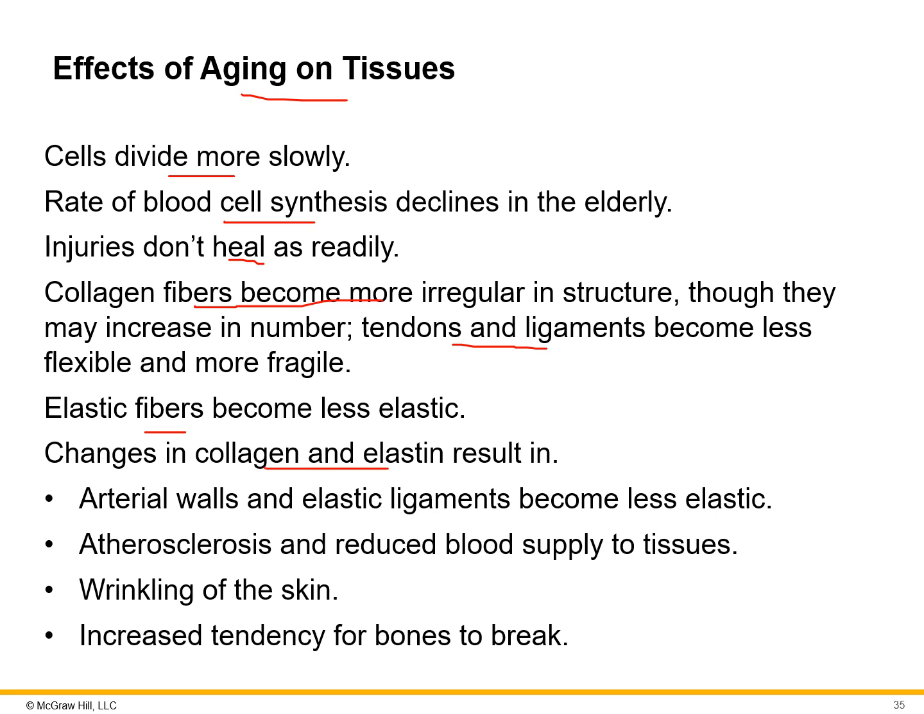And then our changes to collagen and elastin ultimately cause the arterial walls and our ligaments to be less elastic, less stretchy. Atherosclerosis and reduced blood supply occur as blood cell synthesis declines. The wrinkling of the skin occurs as those collagen fibers start changing. And again, there's an increased tendency for bones to break.